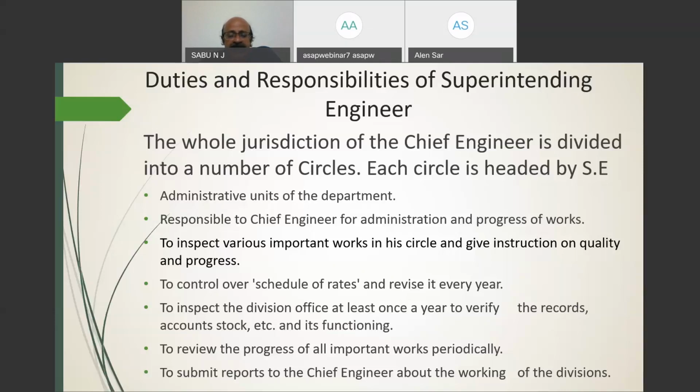So inspection is very necessary. That is a primary duty of all superior officers. To review the progress of all important works as a part of the inspection, which must be monitored by the concerned superintending engineer. To submit reports to the chief engineer about the working of the divisions.